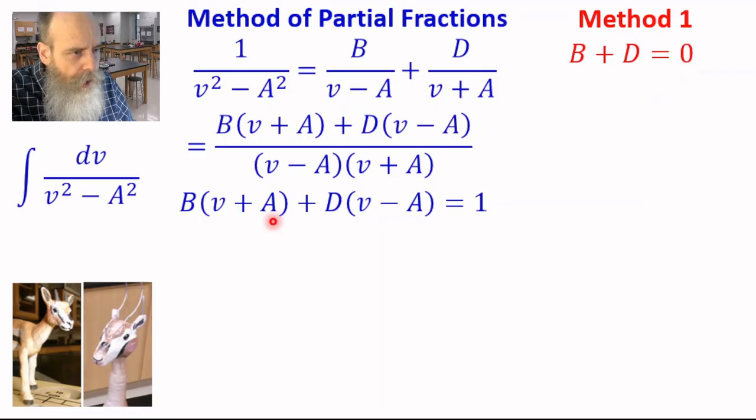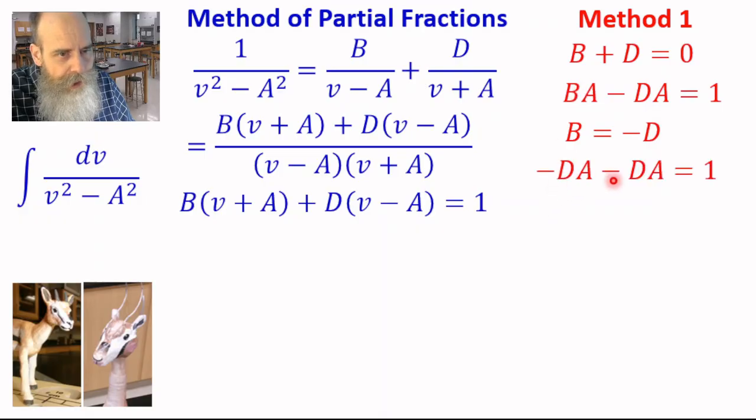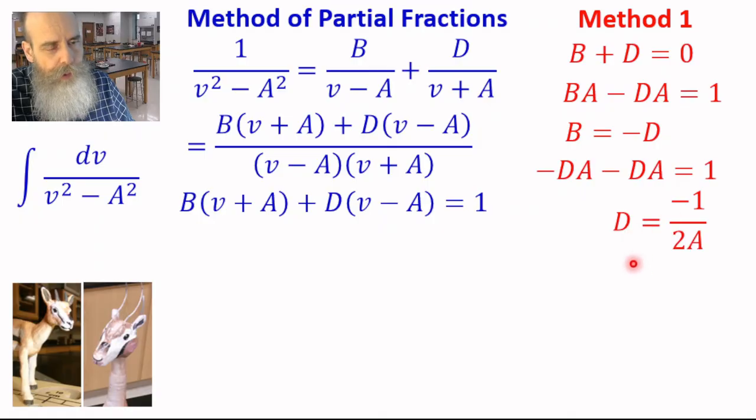Now let's look at all the constant terms. On the left side we have ba plus d times negative a, and on the right side we have 1. So we get ba minus da equals 1. So we need to solve these two equations for b and d as functions of a. From the first equation you get b equals negative d. So put this into here, and we get negative da minus da equals 1, or d is negative 1 over 2a. And since b equals negative d, we get b equals 1 over 2a. So now we've got the two constants.